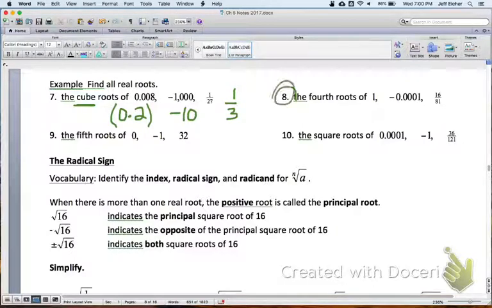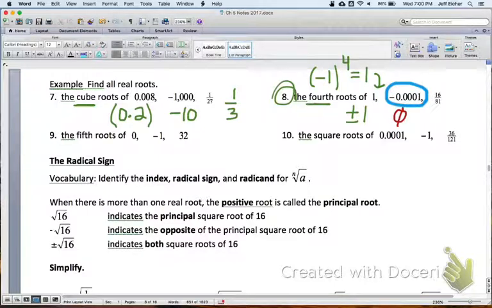However, on number 8, you would have to worry about multiple answers because you have 4th roots. So the 4th root of 1 is positive and -1. That's because if you had -1 to the 4th, you would get 1. With the decimal here, oh, it's a negative, so that makes it easy. It's a negative number, an even index. So a 4th root of a negative number is undefined. It doesn't have a real number answer. So no solution for this, no real number solution. It would be an imaginary answer, but no real number solution.